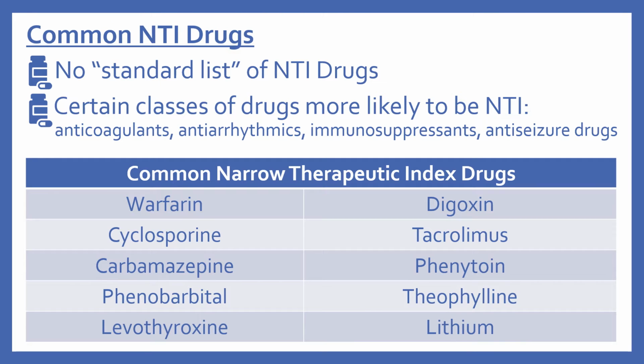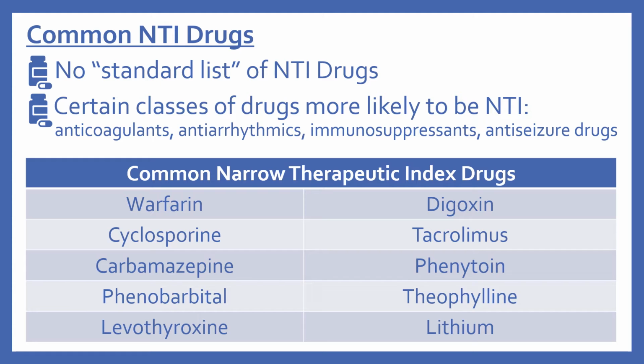So now we'll talk about some of the common narrow therapeutic index drugs. There's no standard list of NTI drugs. Certain classes of drugs are more likely to be considered narrow therapeutic index, and there are 4 classes that you can basically think about with this. There's anticoagulants, antiarrhythmics, immunosuppressants, and anti-seizure drugs. Of course, there are other drugs in other classes that are narrow therapeutic index, but these are 4 main categories that you see many narrow therapeutic index drugs in.